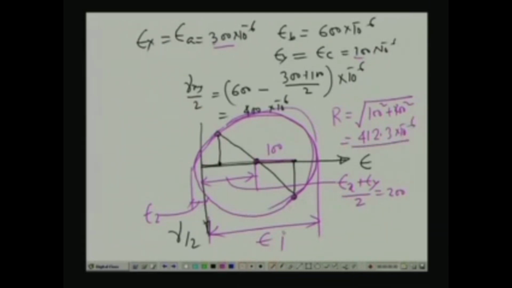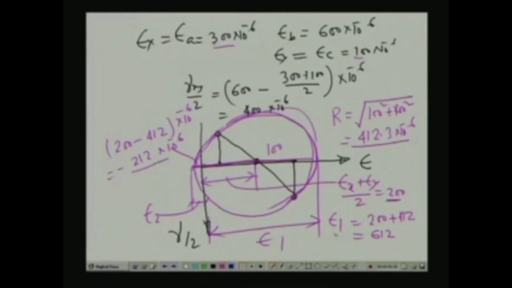Hence, the value of epsilon 1 is equal to this distance plus the radius, and this distance is equal to 200. So, 200 plus 412 gives us a value of 612, and consequently epsilon 2 is this distance minus the radius. So, this is negative, which is 200 minus 412 into 10 to the power minus 6, which is equal to minus 212 into 10 to the power minus 6. So, that is the value of epsilon 2.